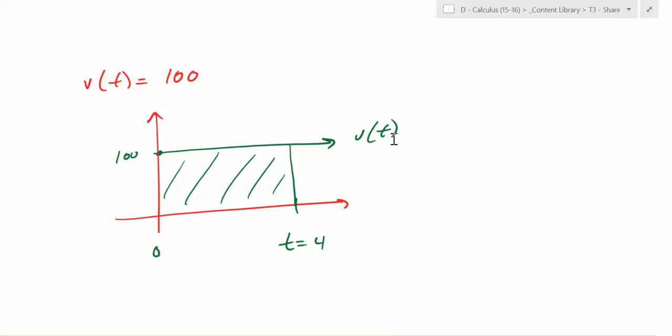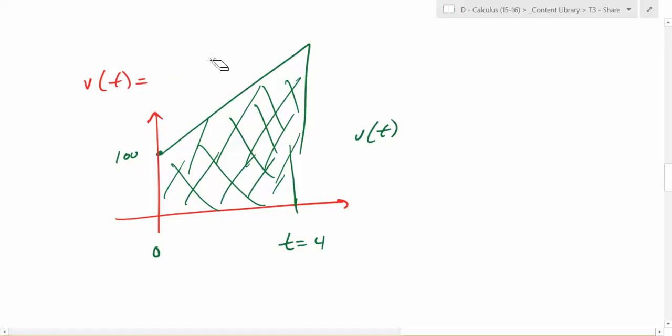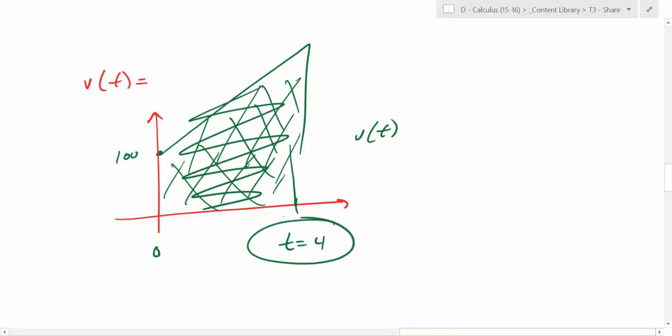Okay, let's make it a little more interesting. Let's say the velocity is increasing. What does that area still represent? The total displacement. If you wanted to find the average velocity, you're taking this area right here and dividing it by 4, if you're going from 0 to 4.